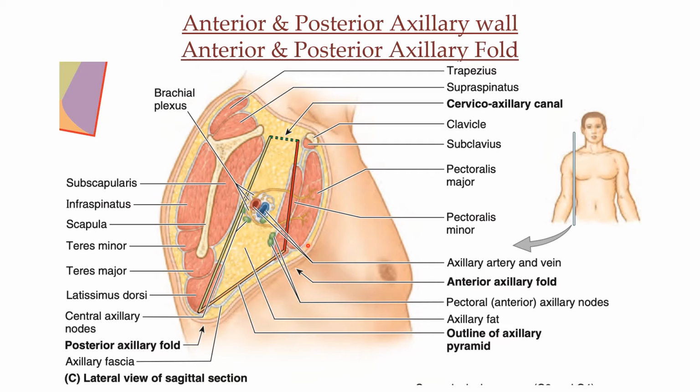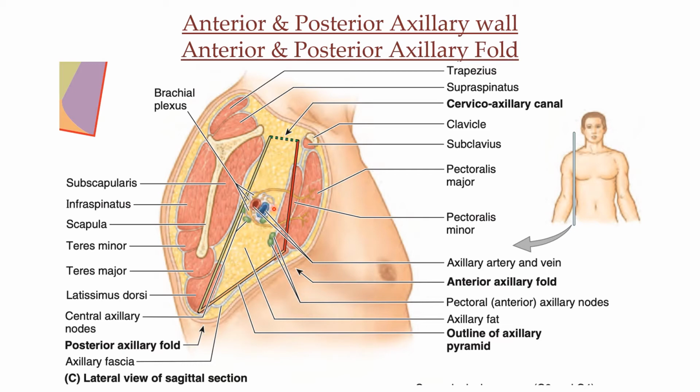The inferior border of the pectoralis major muscle along with the overlying superficial fascia and skin forms the anterior axillary fold. This cavity is the axilla along with the contents. You can see the axillary artery and axillary vein.